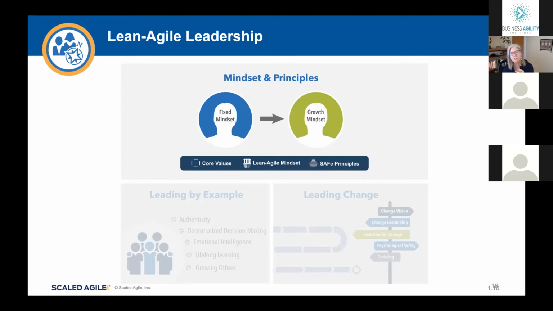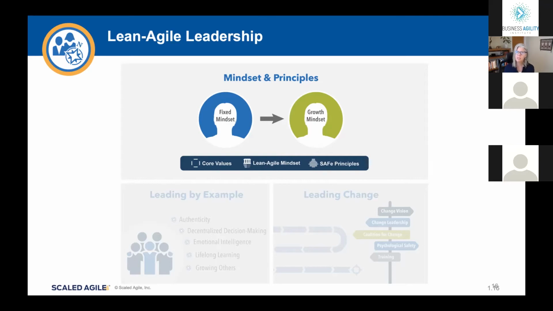So we need, first and foremost, to get our leaders thinking about the mindset and principles. How do I move from a fixed mindset, which says I have the right answer, my ideas are the best ideas, over into a growth mindset, which says good ideas can come from anywhere? I'm open to new suggestions. I may be wrong.